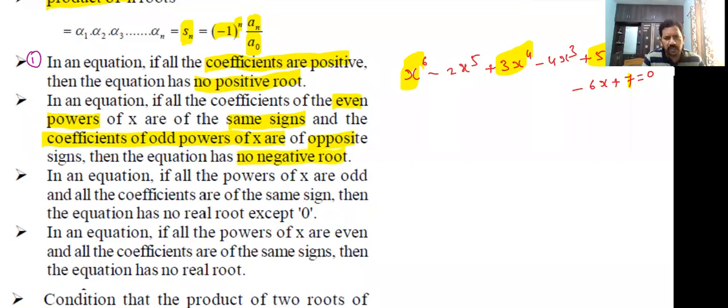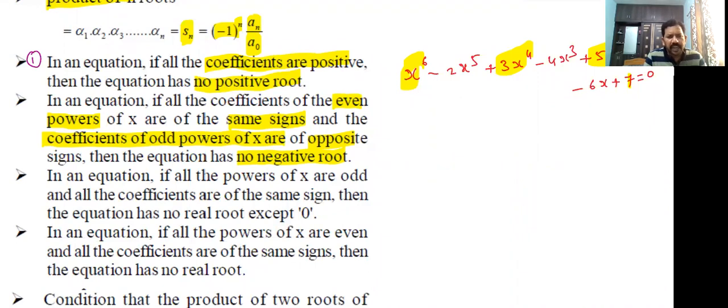Another method is also there to find how many real roots, how many positive real roots, how many negative real roots, how many imaginary roots. One more method is there. I will discuss it, don't worry. But remember these conditions.